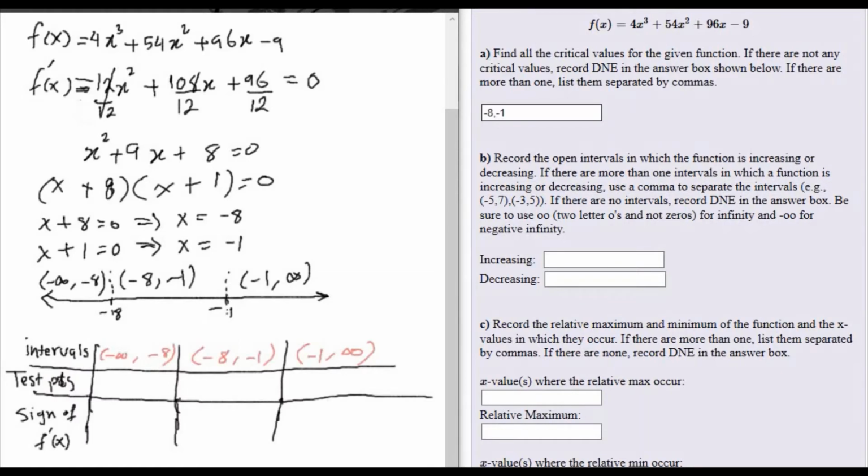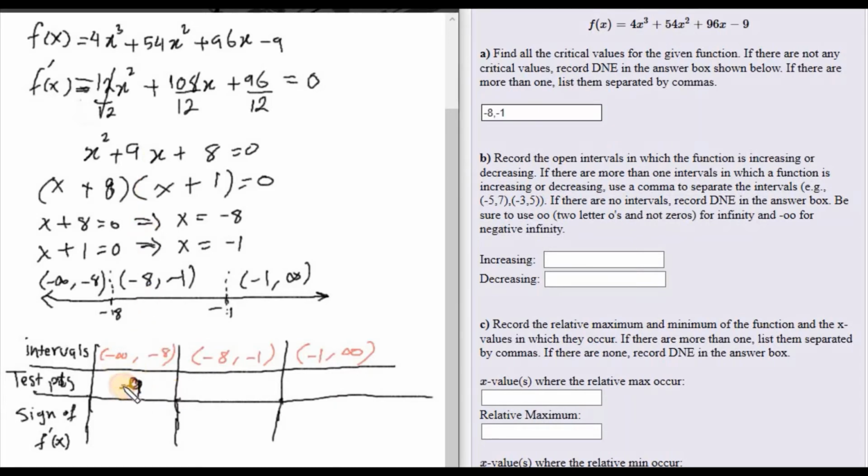So I created the table here. The first row has the intervals that I wanted to test. The second row has the testing points that I'm going to choose, and then I will plug these testing points into the derivative in order to find the sign of the derivative on each interval.